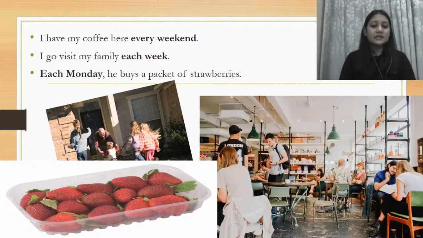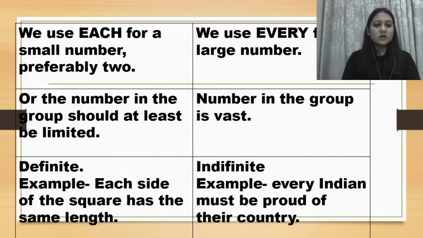Every Monday, he buys a packet of strawberries. We can say every Monday also, although every Monday is pretty clear, right? Because it's a ritual. You follow it, you do it, right? So that is why we can use every here also. Now, we use each for a small number, preferably two. So when are we supposed to use each? When we are talking about a smaller number, preferably two also. We use every for a larger number, when we're talking about a huge number, a whole group. The number in the group should at least be limited for each.